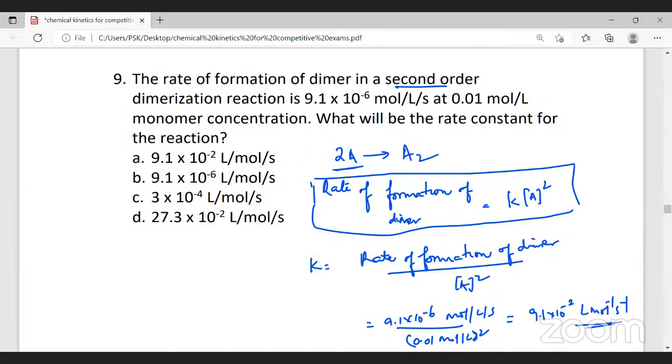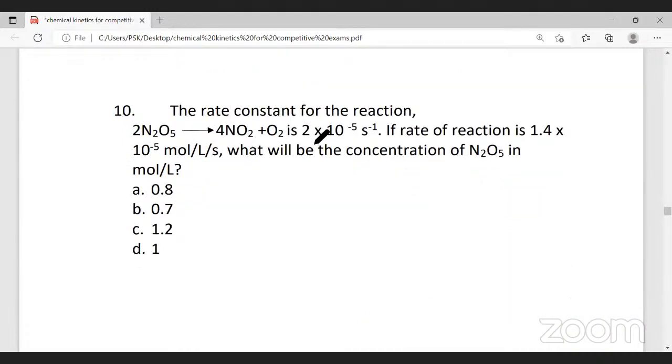The rate constant for the reaction, nitrogen pentoxide giving you nitrogen dioxide plus oxygen, is 2 into 10 to the power minus 5 per second. If the rate of the reaction is 1.4 into 10 to the power minus 5 mole per liter per second, what is the concentration of N2O5 in mole per liter?